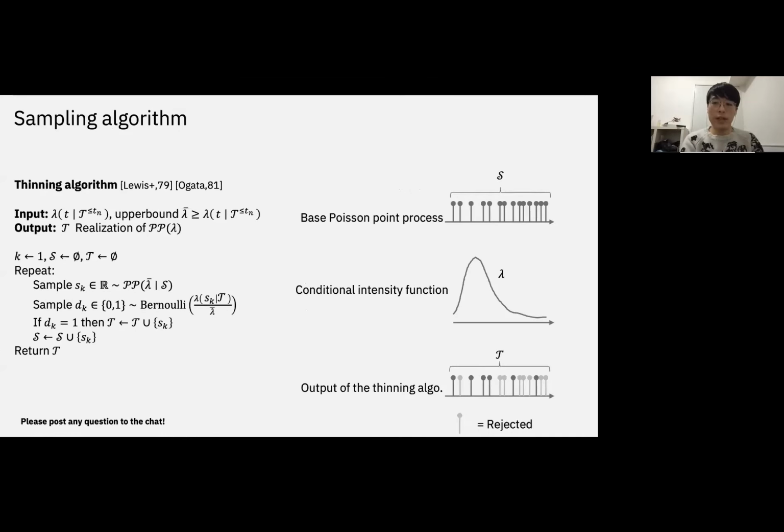So once we have learned a conditional intensity function from data, what we want to do is to sample from such a point process, which corresponds to doing some inference for spiking neural networks. So I want to explain some sampling algorithms. I think there are several approaches to sample from a point process, but I want to introduce one of them called the thinning algorithm, which was proposed by Lewis in the 70s and Ogata in the 80s.